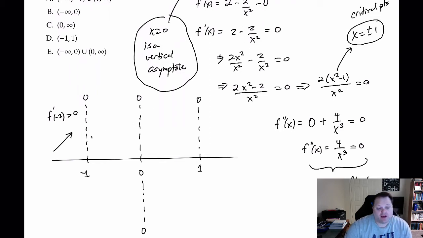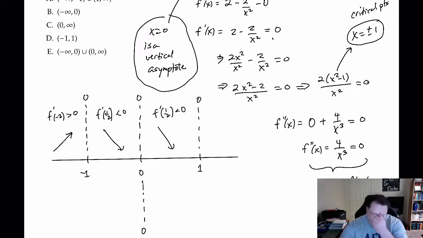All right, pick a value between -1 and 0, say -1/2. If you plug 1/2 in here, 1/2 squared is 1/4. Dividing by 1/4 is the same as multiplying by 4. So this is really 2 minus 8 in that case. At -1/2, this is 2 minus 8, so it's negative. Notice the symmetry here. If you plug in +1/2, you get the same result. So I know +1/2 will also be negative. So both of these are decreasing.